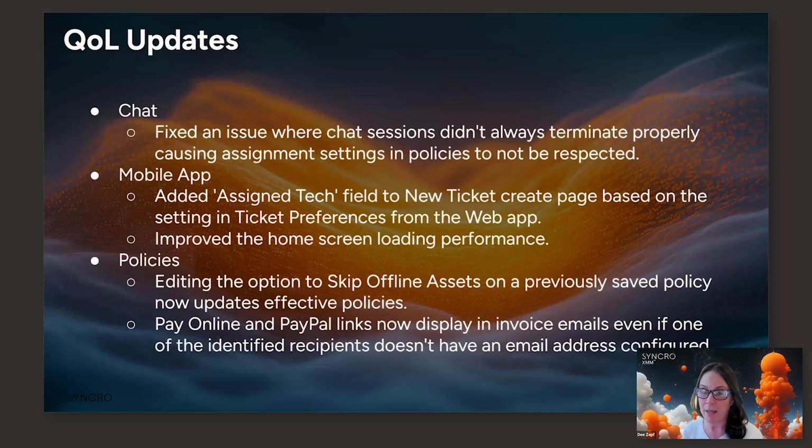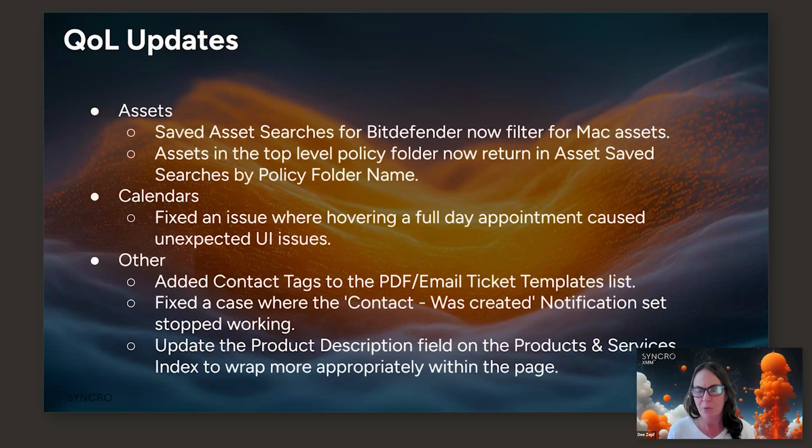So you should not see any more issues with assignments not honoring the right place. The other thing we've done in the mobile app, we did some improvements around performance as well as some other things. And you'll see, upcoming, we're going to be doing a bunch more work on the mobile app as well. And then final QL slide. A few things around assets and saved searches. So now you can look at Mac assets separately. We made a couple of fixes and updates in calendars and across the board. There's a whole lengthy list of these in our release notes for anyone who wants to see all of the detail of the fixes and updates that we made.